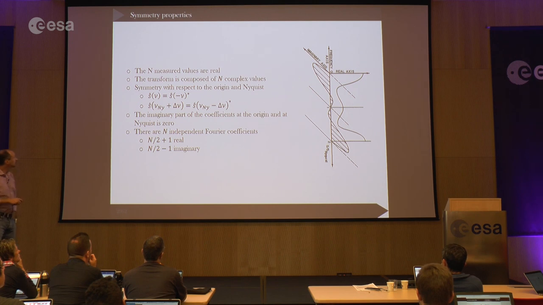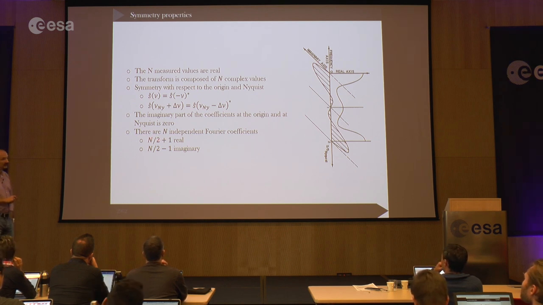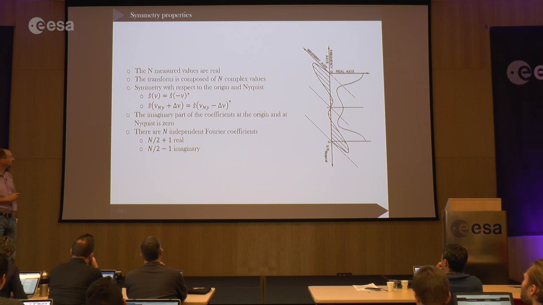Okay? The imaginary part of the coefficients at the origin and at Nyquist is 0. Okay, that's normal. And there are N independent Fourier coefficients as there are N input numbers. So you have N over 2 plus 1 independent real values, and N over 2 minus 1 imaginary values.